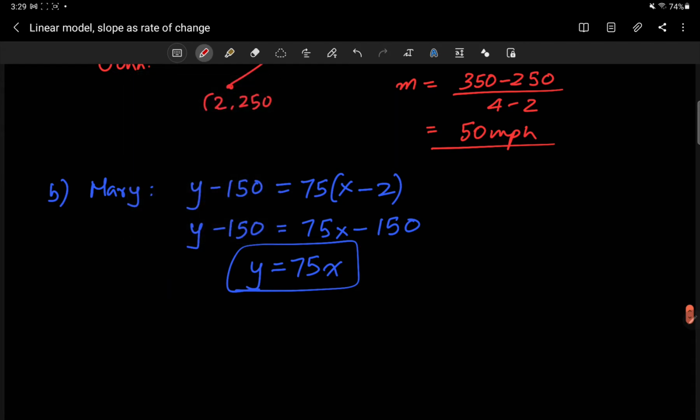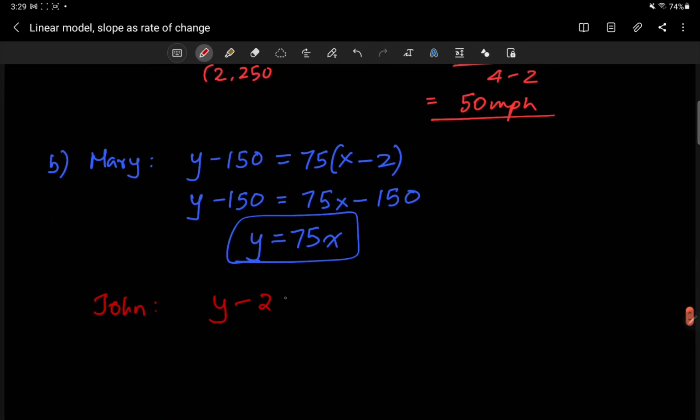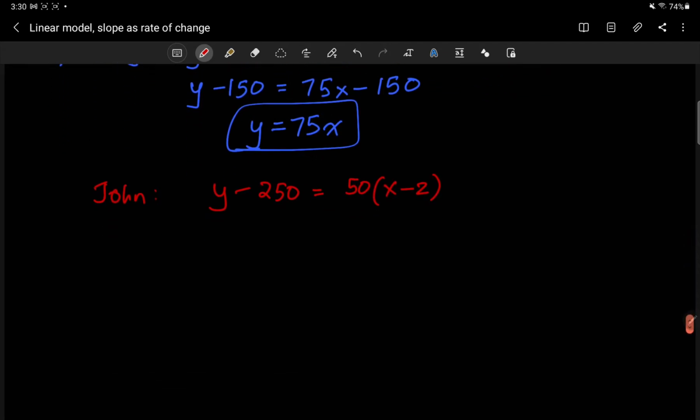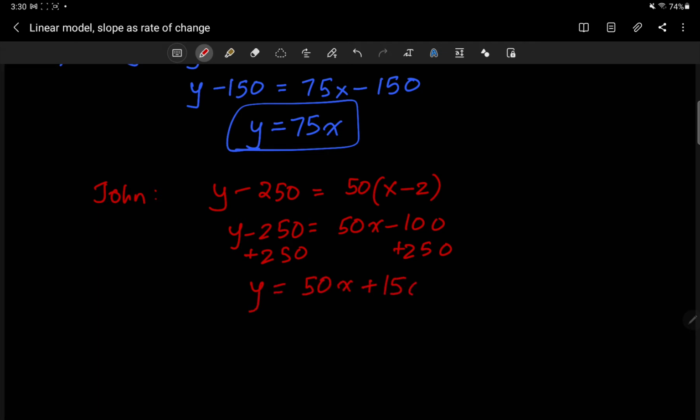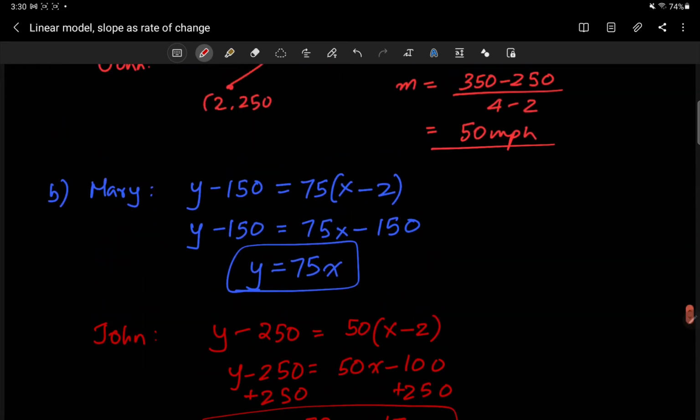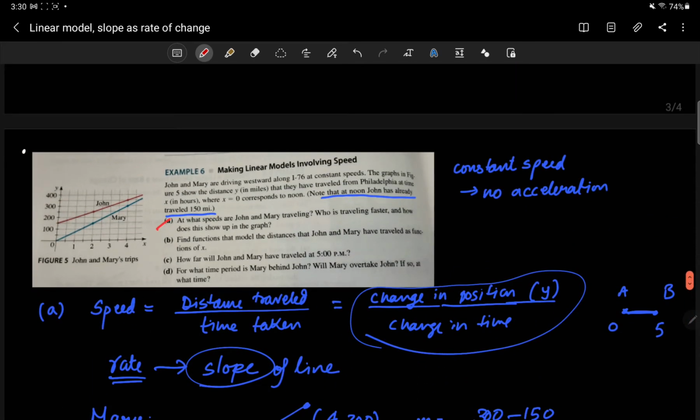Now what about John? For John, we will not expect a y equals mx form. For John, we have y minus 250 equals the slope, which is 50, times x minus 2, which is y minus 250 is 50x minus 100. So I add 250 to both sides, so I get y is 50x plus 150, which you can verify when x is 0 is 150, which is what the graph here shows for John.